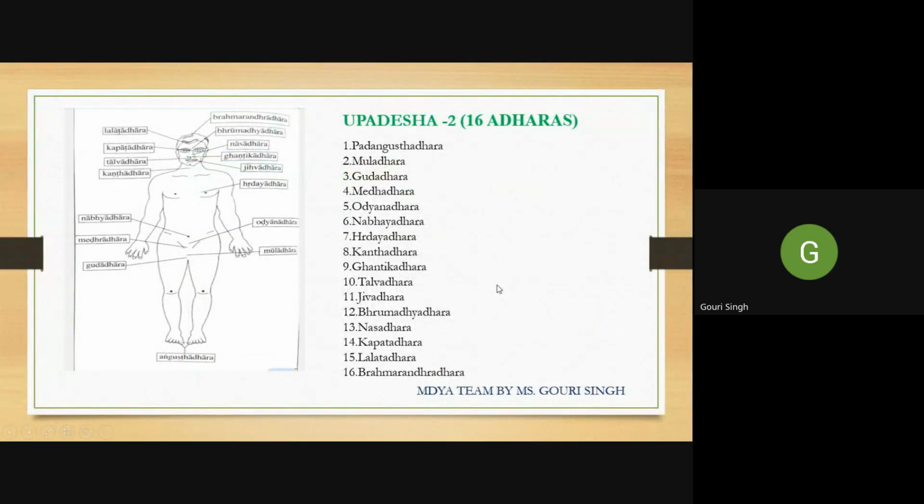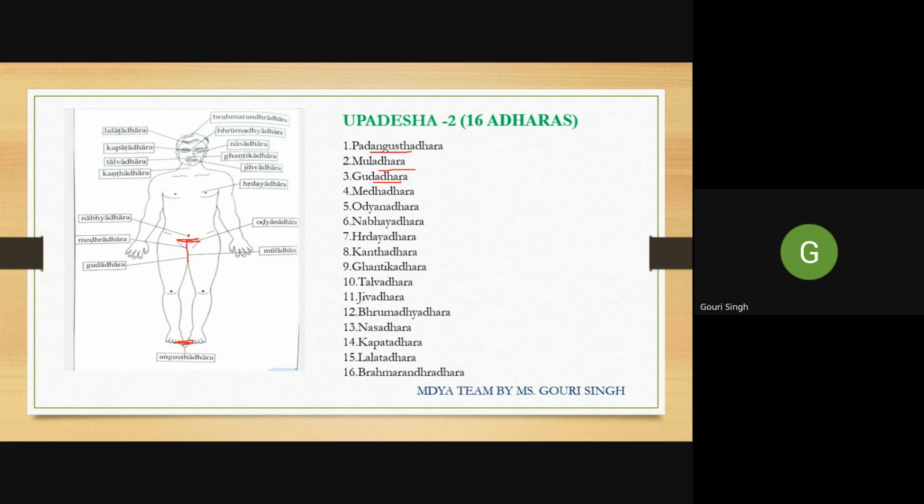There are 16 adharas we discussed yesterday. That is the Pada Angusta Adhara, Mula Adhara, and Guda Adhara. Here you need to remember in this way. First one is in the Angusta area, that is the Angusta Adhara. Then within this pelvic region, four adharas are there: first the Muladhara, then Gudadhara, then Medhadhara, then Udyanadhara.